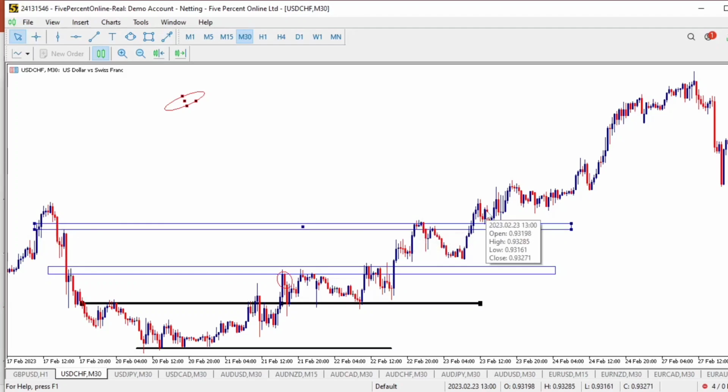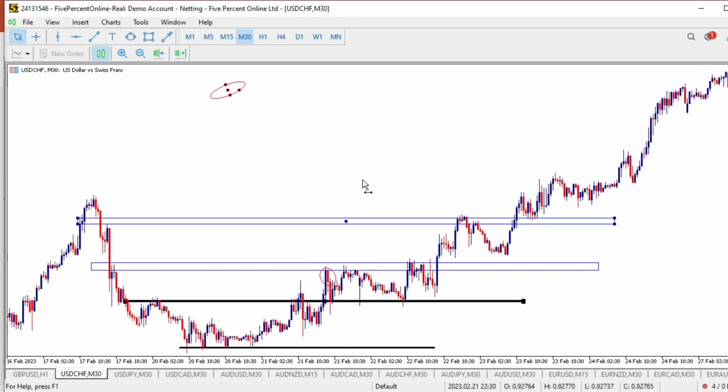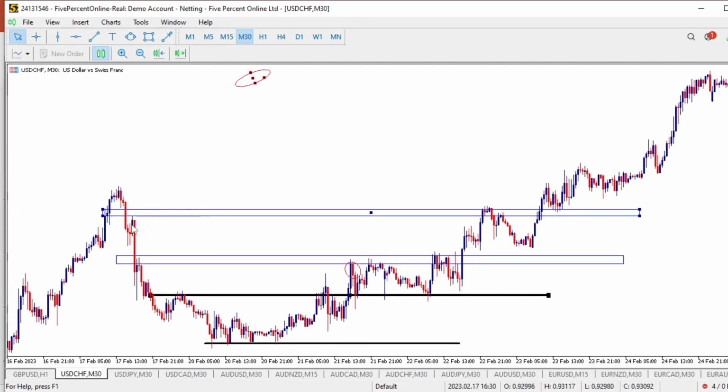Now you must, during your support and resistance, understand that it must not be exact, but any area that is close. Like if you check very well, this level is not very, very close to this particular level. But if you check, they are all in the same zone.